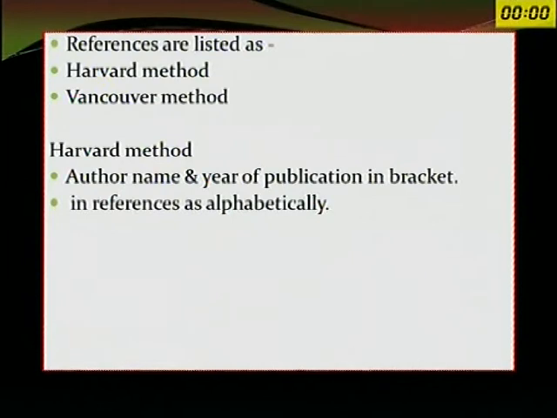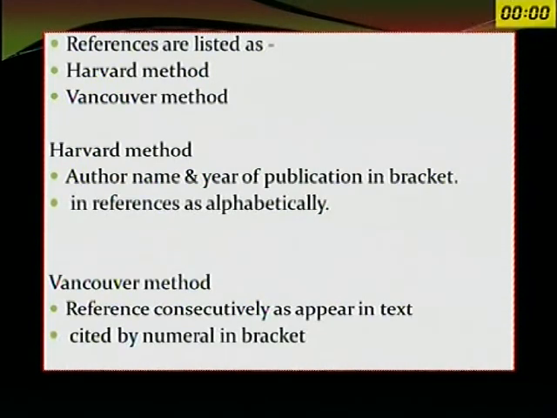References are written in the Harvard method or Vancouver style. In the Harvard method, which is the CORR style, the author name and year are written in the manuscript, and references are listed alphabetically. While the Vancouver method, which is adopted worldwide, cites references in the text as numerals in the manuscript, and the first reference cited in the article will come as the first reference in the reference list.